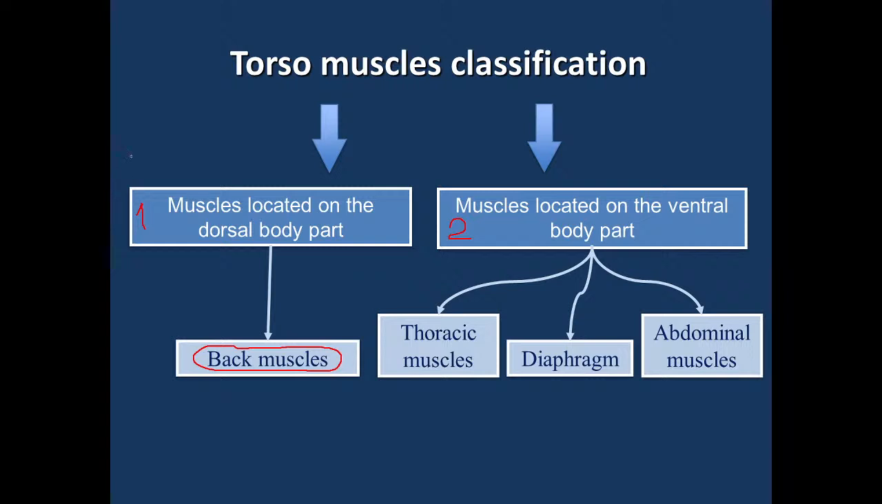Sorry, we are talking about 2 groups. First are the muscles that developed from the dorsal myotomes, and that is the back muscles. But the second group is the muscles that developed from the ventral myotomes, and we see 3 groups. These are thoracic muscles, abdominal muscles, and diaphragm.